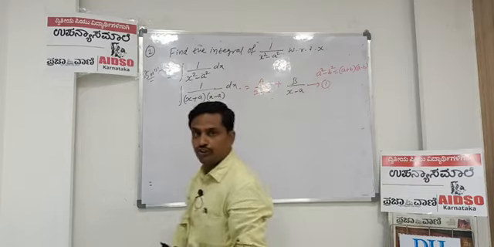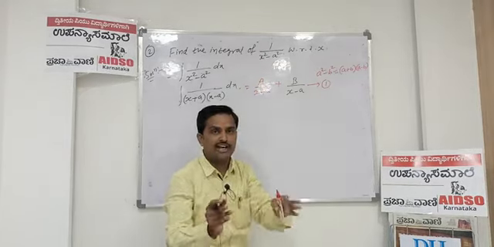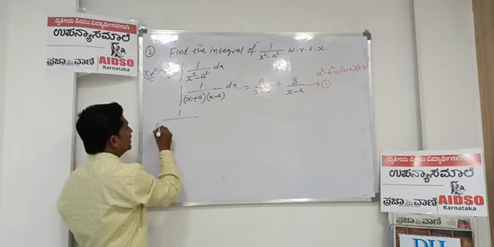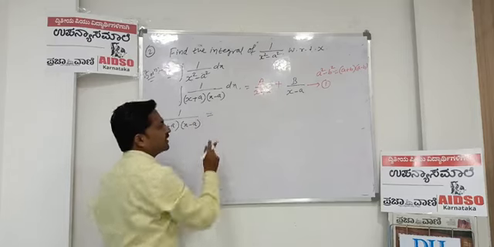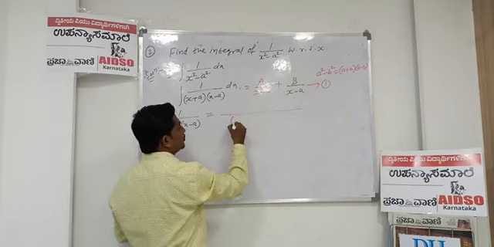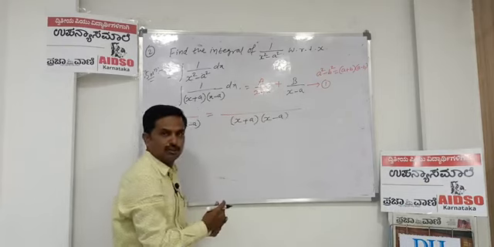This is nothing but your equation 1. So now what is our aim? Of course, we have to find out the A and B values. And how can we find this? Take the LHS: 1 upon x plus a into x minus a is equal to, now on the RHS, what will be the LCM factor? x plus a into x minus a.